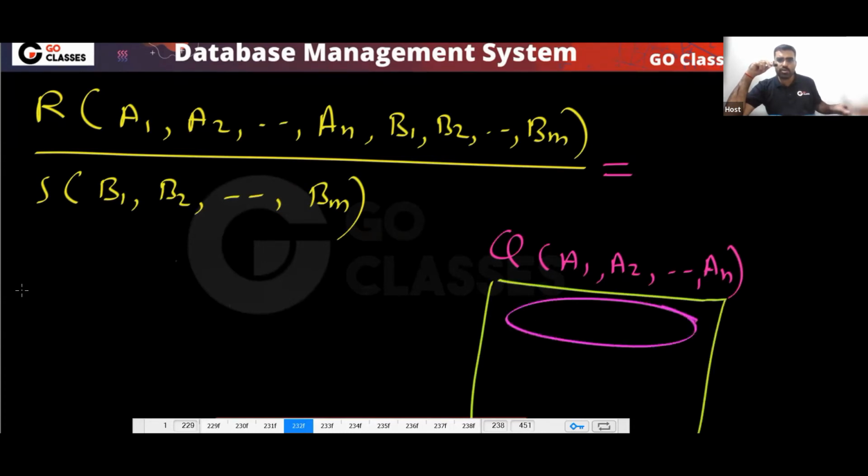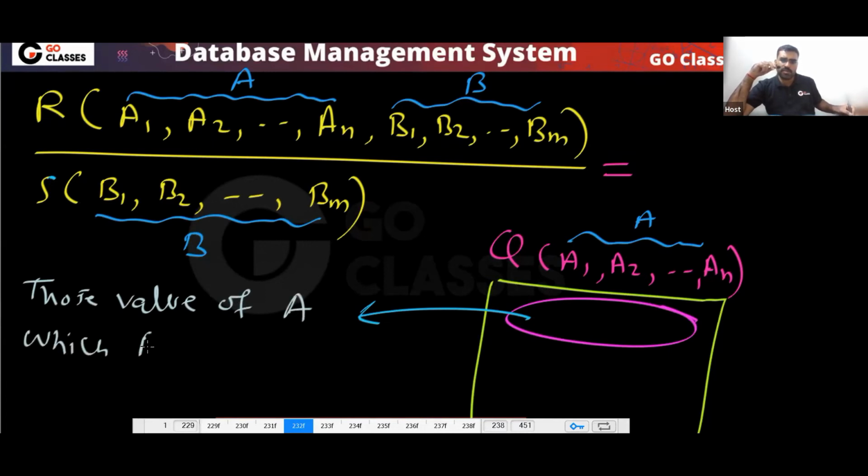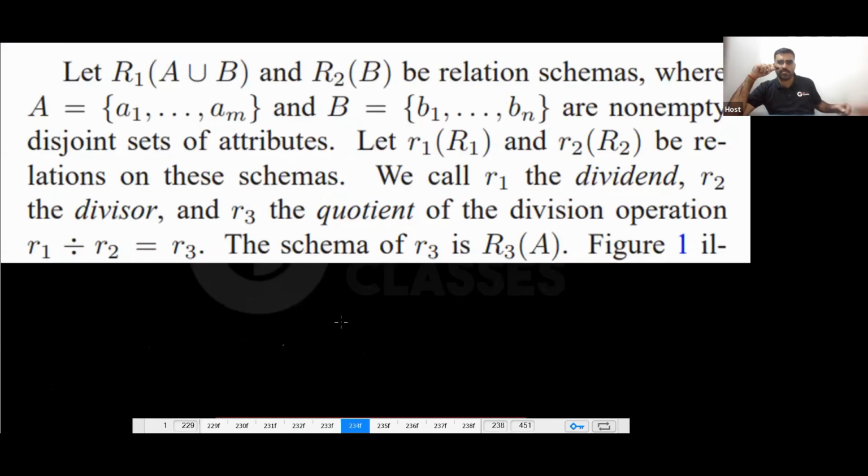Let me call these attributes A, and let me call the others B. So basically this is A. Those values of A you will get which pair with every value of S in R. So I can say those values of A which pair with every value of B, which pair with every value of S in R. Yes or no? Is this clear to everyone? The simple point.